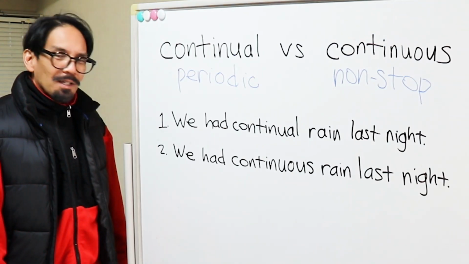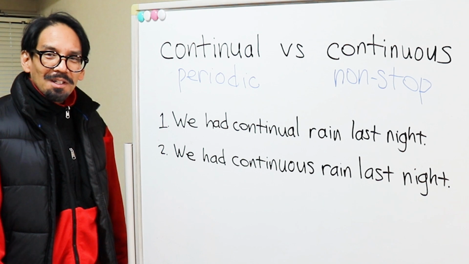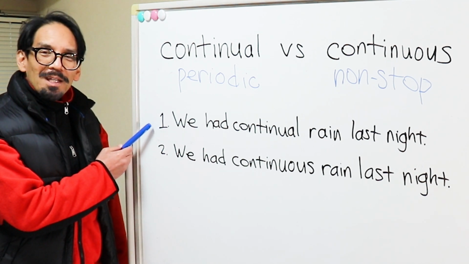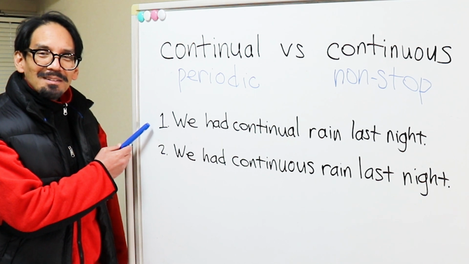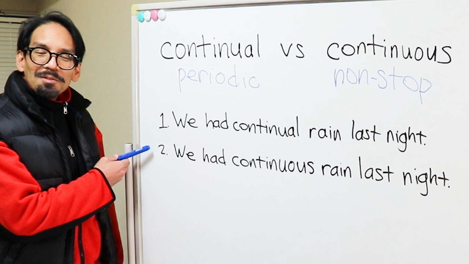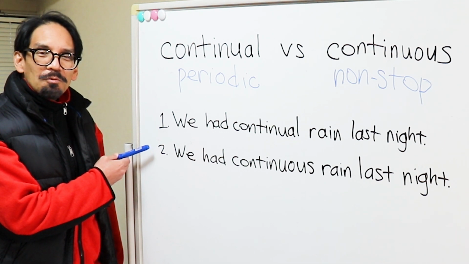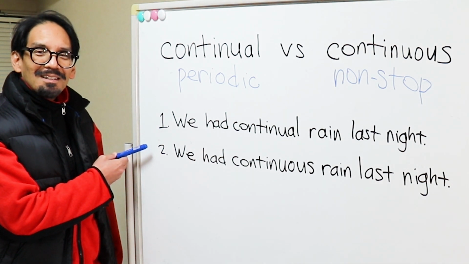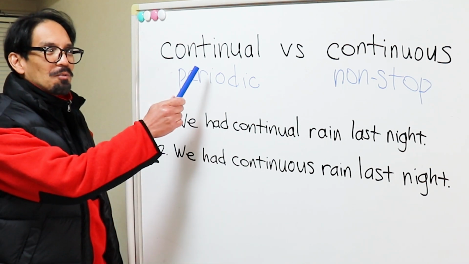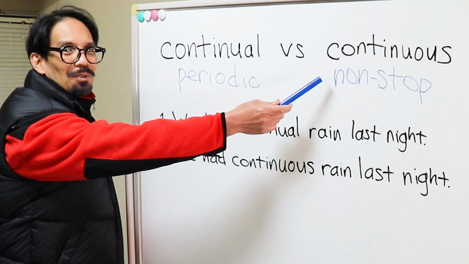Alright? Alright, so let's practice these two sentences together. Please repeat after me. Number one, we had continual rain last night. Great. And number two, we had continuous rain last night. Great. So now you know the difference between continual and continuous.